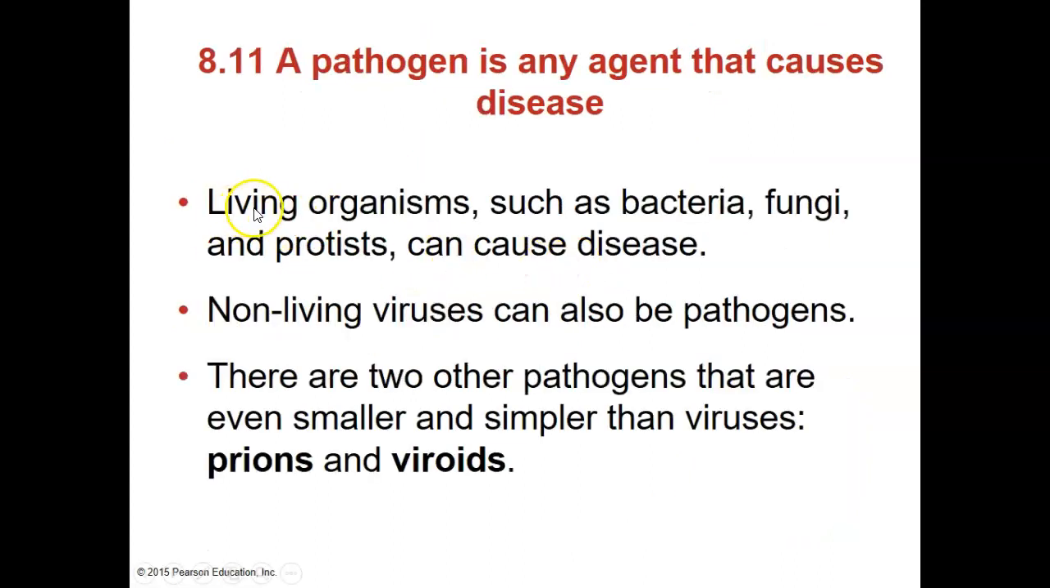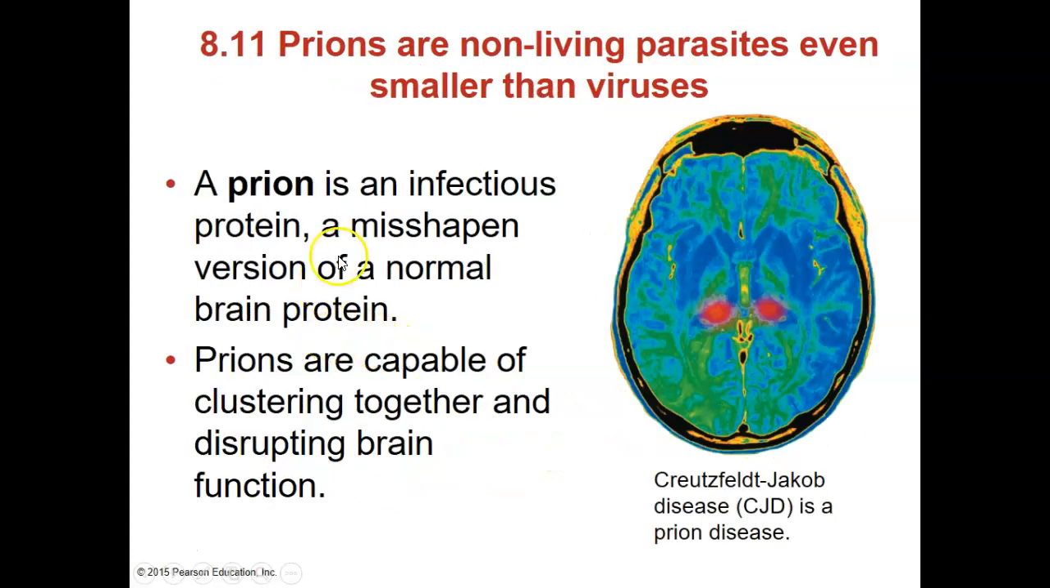In summary, so far we know that living organisms such as bacteria, fungi, and protists can cause diseases. The non-living virus can also cause diseases. There are two other pathogens that are even smaller and simpler than viruses: prions and viroids. A prion is an infectious protein, a misshapen version of a normal brain protein. These proteins are mutated. They are capable of clustering together and disrupting brain function.